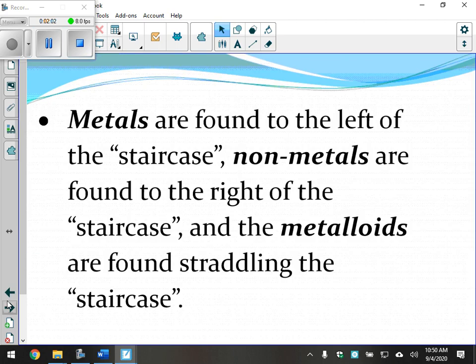Okay, so good. Metals are found to the left, so you can write that down in your little metals thing there. Metals are to the left, non-metals are to the right, and then we have metalloids, and they straddle the staircase. Okay.